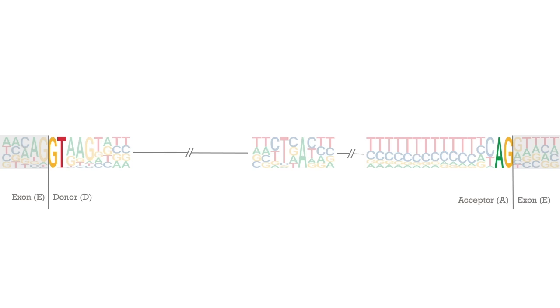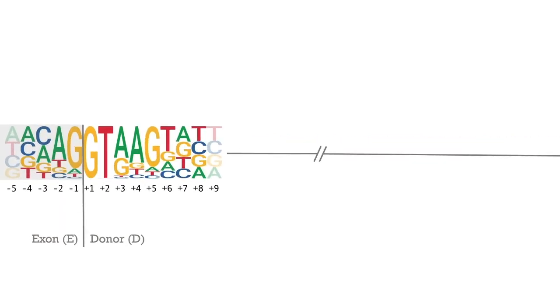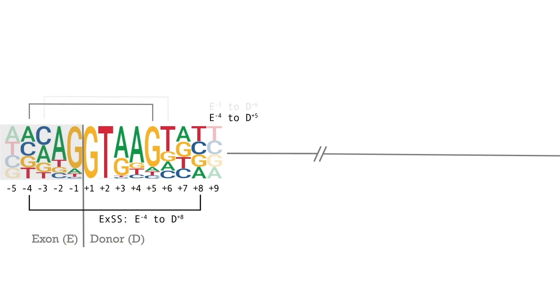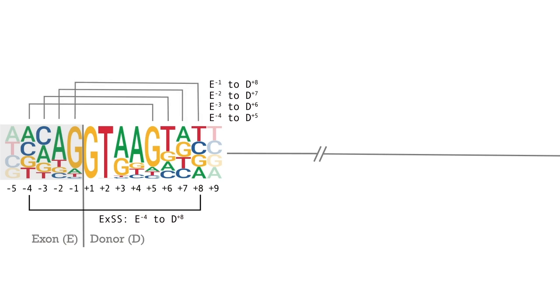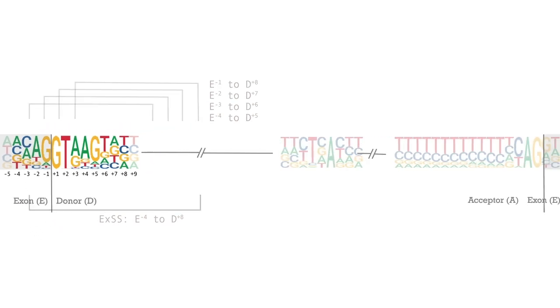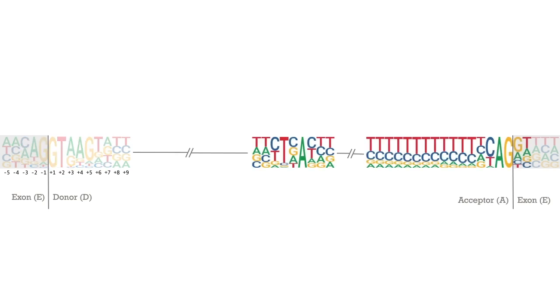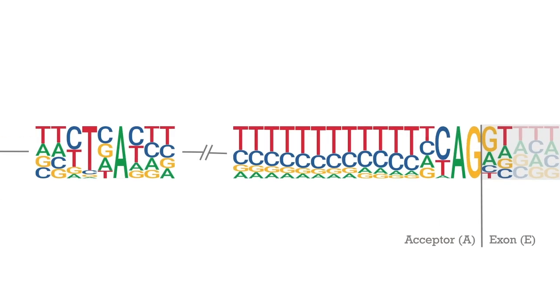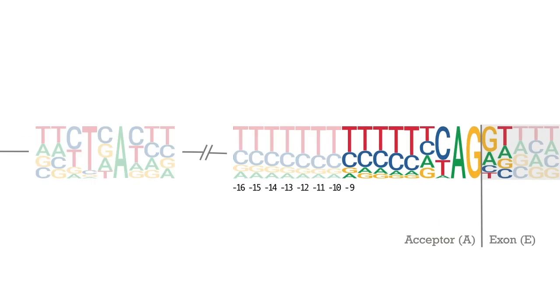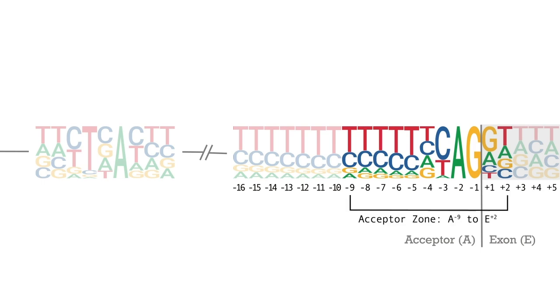Based on sequence conservation information, Genie defines the donor extended splice site region as spanning from the fourth to last nucleotide of the exon to the eighth nucleotide of the intron, encompassing 4 windows of 9 nucleotides. The extended acceptor region is comprised of the branch site, the polypyrimidine tract, and the acceptor zones. Within this, Genie defines the acceptor zone as spanning from the ninth to last nucleotide of the intron to the second nucleotide of the exon, encompassing 3 windows of 9 nucleotides.